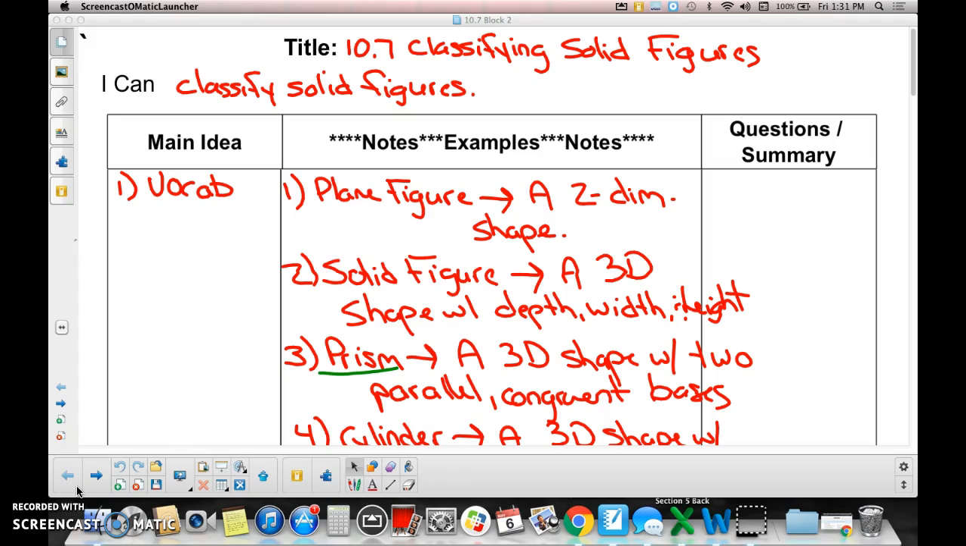Okay. What is a solid figure? A solid figure would actually be what kind of shape? A 3D shape. So it's something we can actually touch. It has depth, it has height, it has width, it has all that.